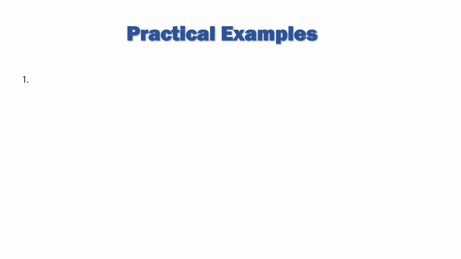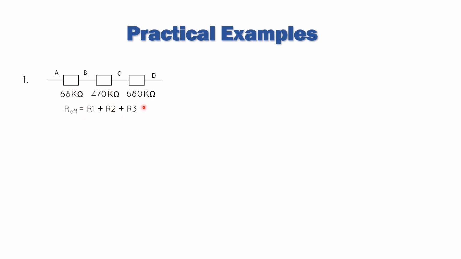The first one we have is 3 resistors connected in series. So we have a resistor of 68 kilo ohms, we have 470 kilo ohms, and we have 680 kilo ohms. We have to find the effective resistance of these resistors across points AD. We'll simply have Re effective equal to R1 plus R2 plus R3, and that would be 68 kilo ohms plus 470 kilo ohms plus 680 kilo ohms, and that will give us 1,218,000 ohms. Okay, and we can reduce that to 1.22 mega ohms.